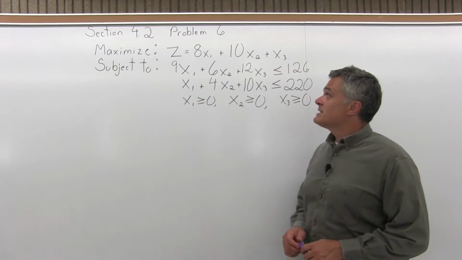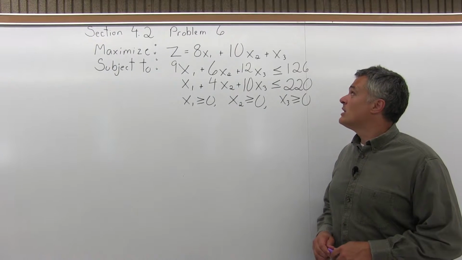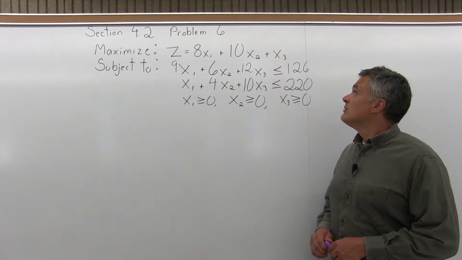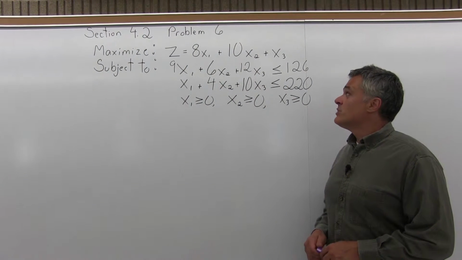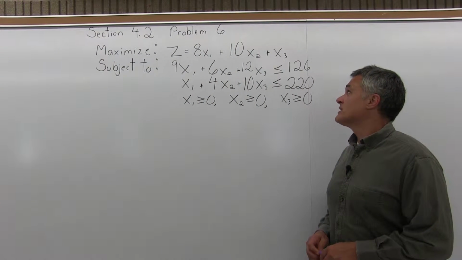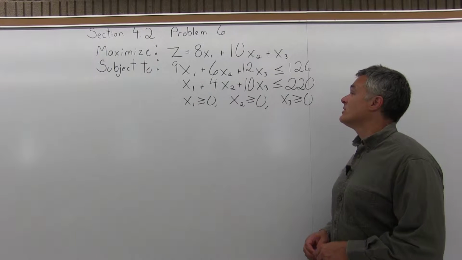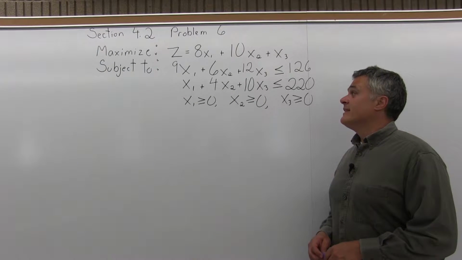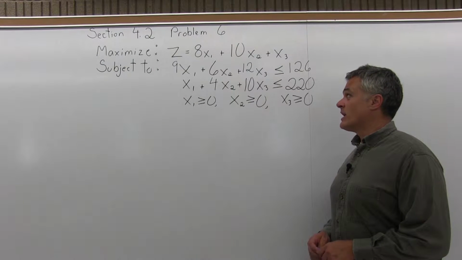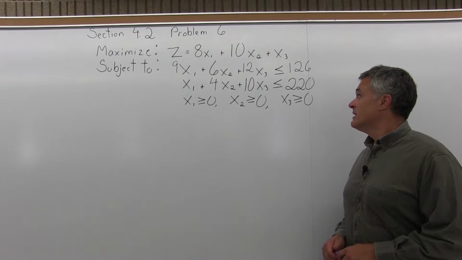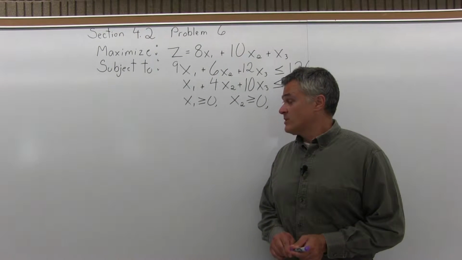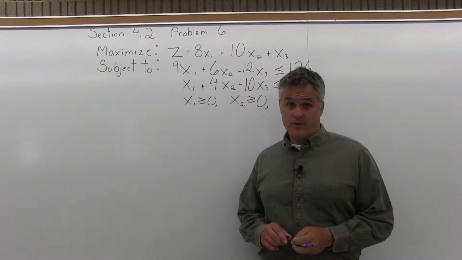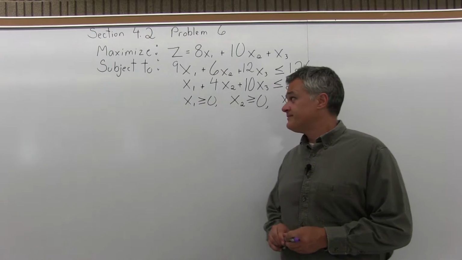It says maximize z equals 8x1 plus 10x2 plus x3 subject to 9x1 plus 6x2 plus 12x3 is less than or equal to 126. And then next is x1 plus 4x2 plus 10x3 is less than or equal to 220. And x1 is greater than or equal to 0, x2 is greater than or equal to 0, and x3 is greater than or equal to 0.